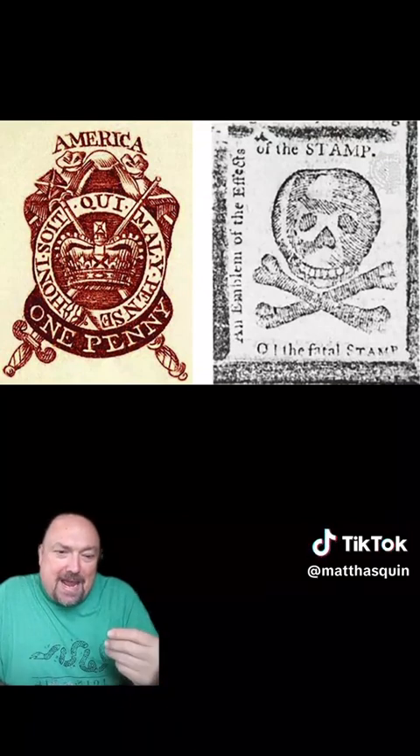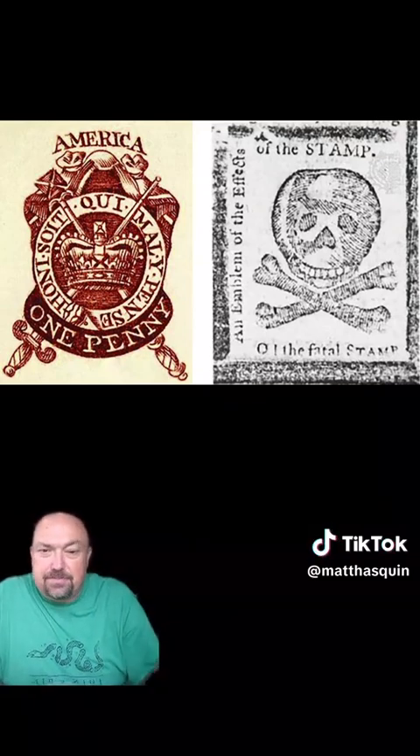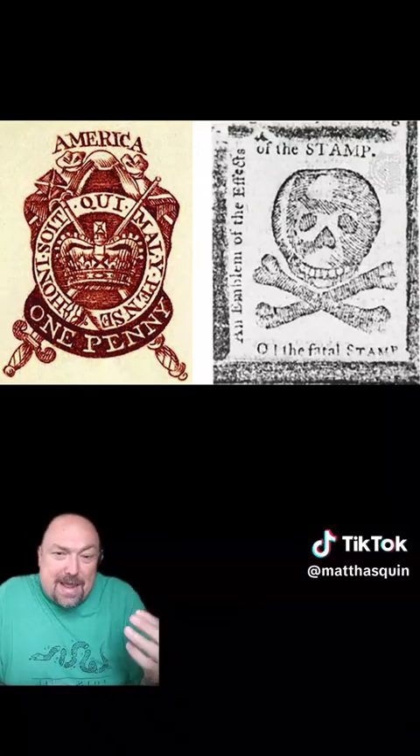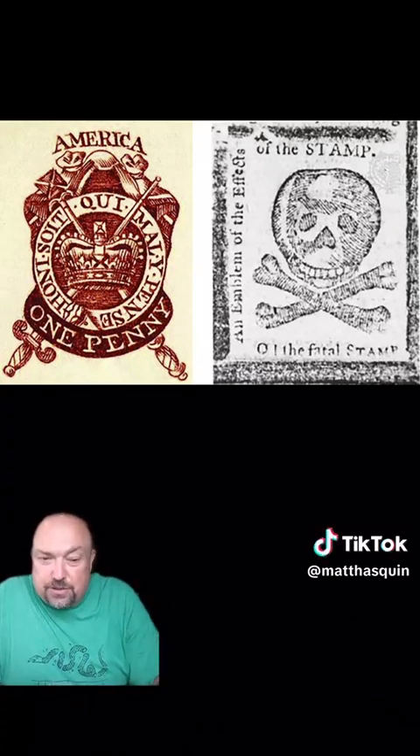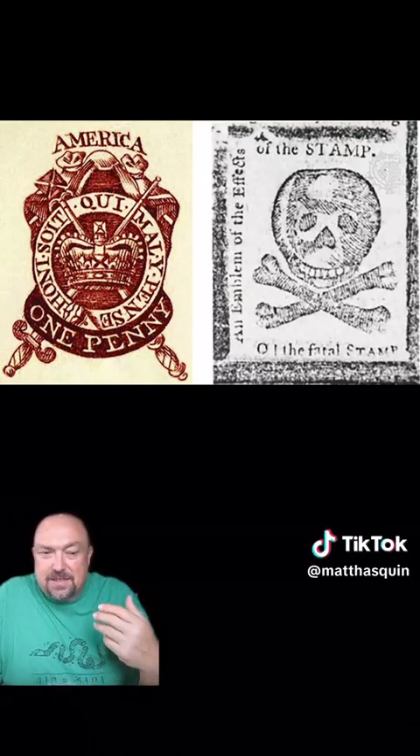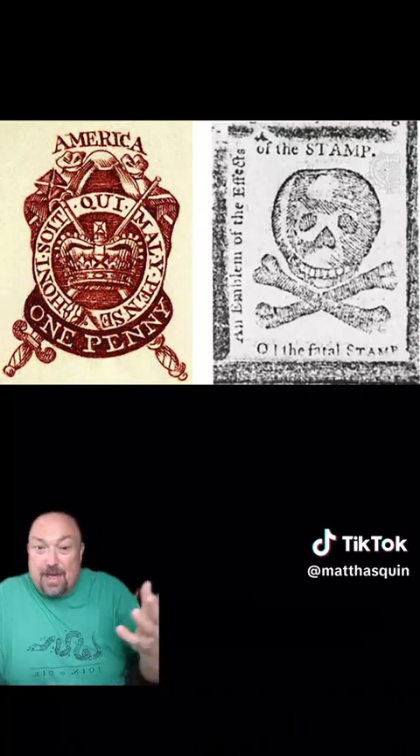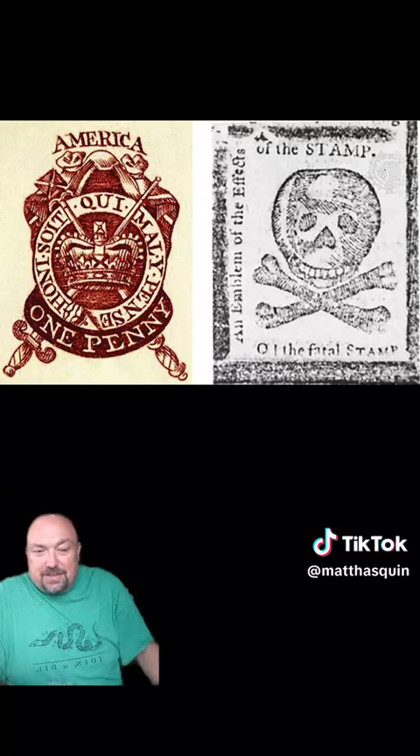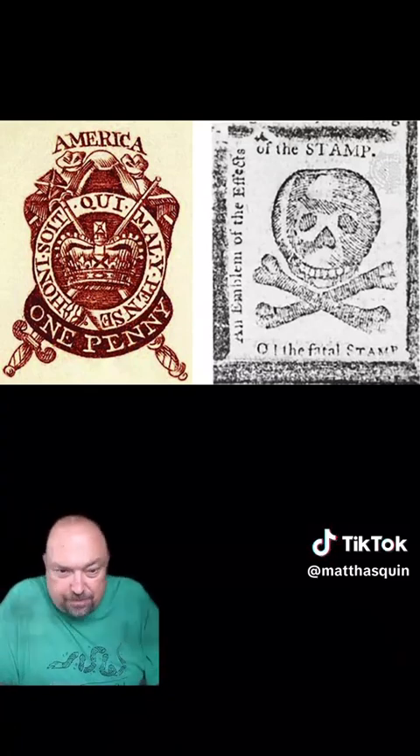The Stamp Act angered merchants and lawyers and printers and everyday colonists. So you end up with protests and boycotts, and these riots start breaking out, and they begin targeting tax collectors and British officials. And so to coordinate resistance to the taxes, colonies began calling for a meeting to address this crisis together. And so this leads to a meeting called the Stamp Act Congress.